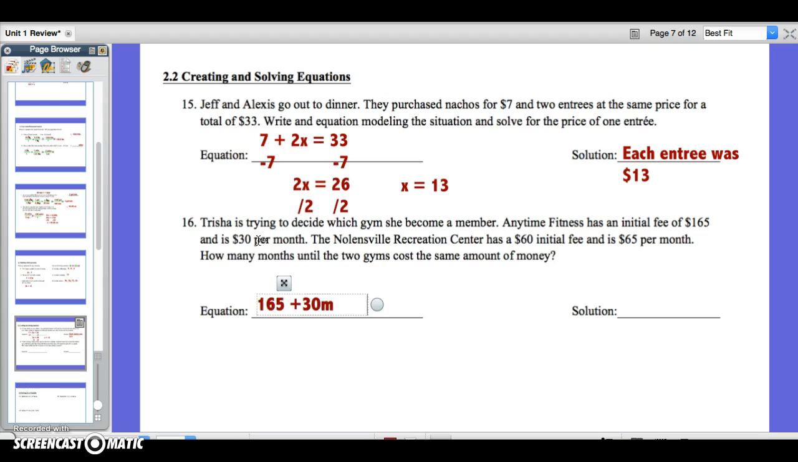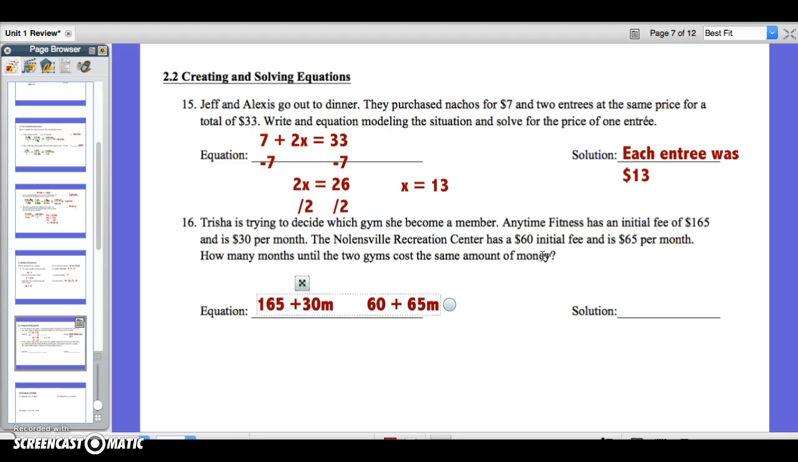I'm going to go over here a little bit. Okay, now the Nolensville Rec Center. It has an initial fee of $60, and then it's $65 per month. So again, 65 per month indicates that the variable is going to be with that term.